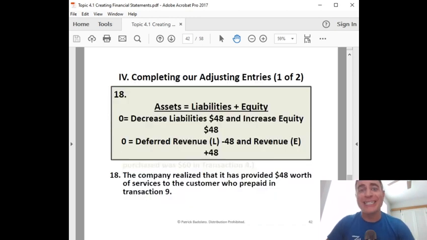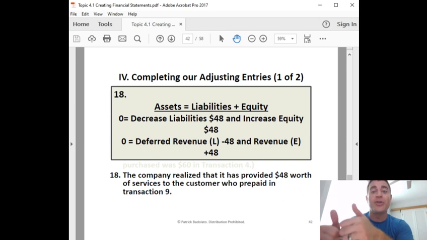All right, transaction 18. Let's jump into this one. We realized that we had provided $48 worth of services to the customer who prepaid in transaction 9. So what do we have in this situation? Well, we want to recognize that our liabilities, deferred revenue, is going to go down by $48, and we're going to increase our equity by $48. Why? This is us earning. So this is when we get to increase equity.